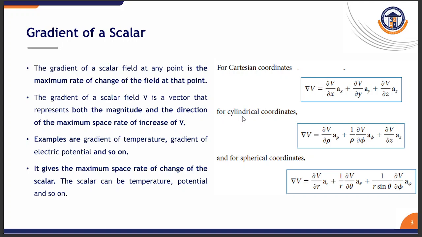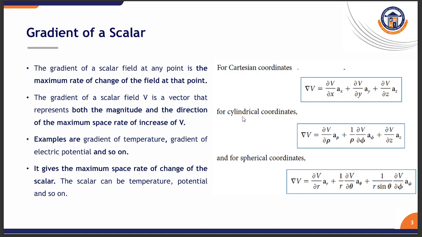In Cartesian coordinates, the gradient of scalar V is given by gradient of V equals ∂V/∂x in the x direction, plus ∂V/∂y in the y direction, plus ∂V/∂z in the z direction. Each partial derivative represents the rate of change of V along that axis. So ∂V/∂x is the variation along the x axis, ∂V/∂y is the variation along the y axis, and ∂V/∂z is the variation along the z axis.